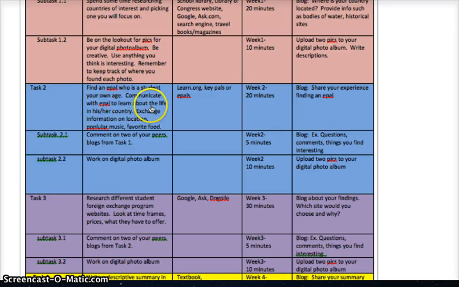They would start looking for an e-pal, a student of their own age, to communicate with their e-pal and learn about the life in his or her country. They would exchange information on location, popular music, favorite food. Some websites they could look at would be like learn.org, KeyPals, or ePals.